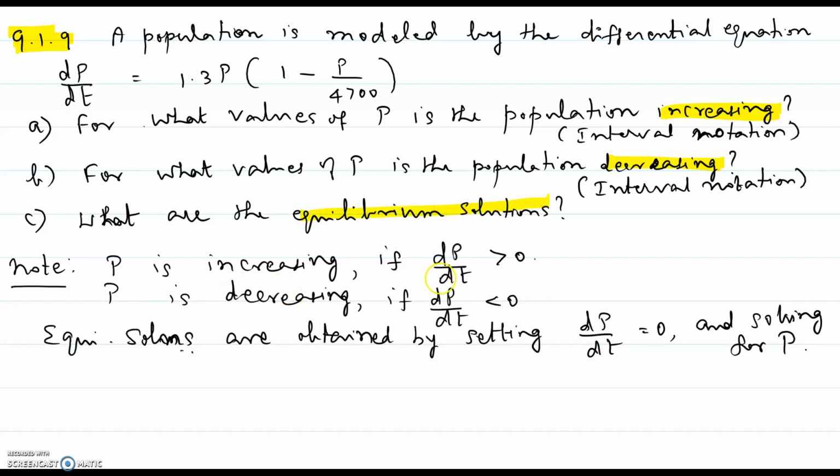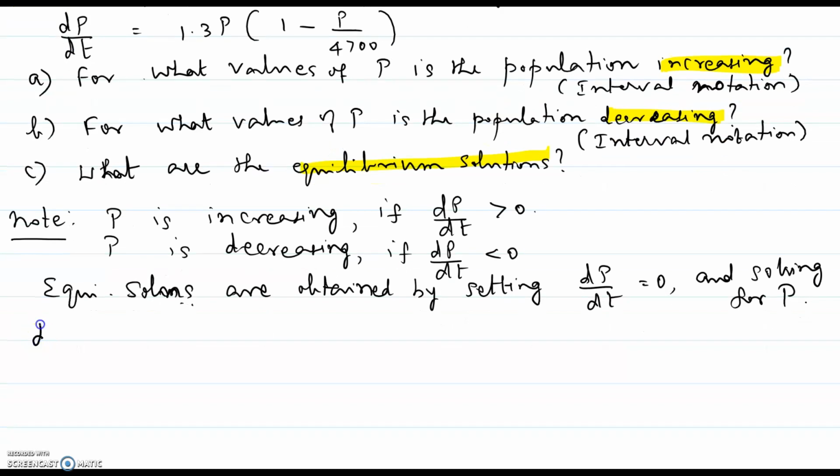P is increasing whenever dP/dt, the first derivative, is positive. P is decreasing whenever the first derivative is less than 0. Equilibrium solutions are obtained by setting dP/dt equal to 0 and solving for P, or those values of P that make the derivative 0 are the equilibrium solutions. So we'll first answer the part A question. For what values of P is the population increasing?